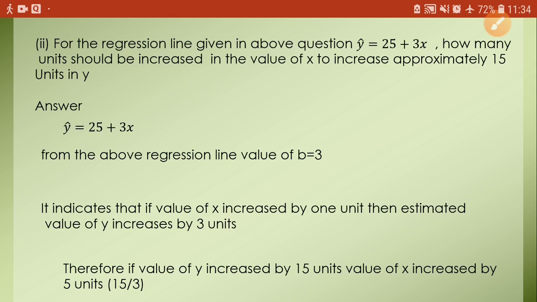So a few more sums from this chapter are left to be recorded. We will be doing the sums in the next lecture. Till then, revise this chapter, because this is the easy chapter of the statistics. Okay, thank you.